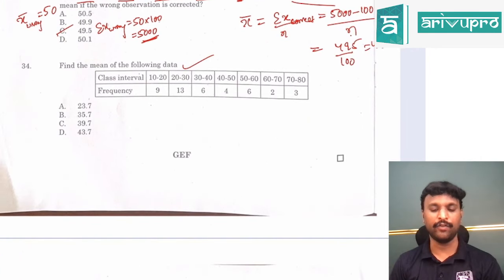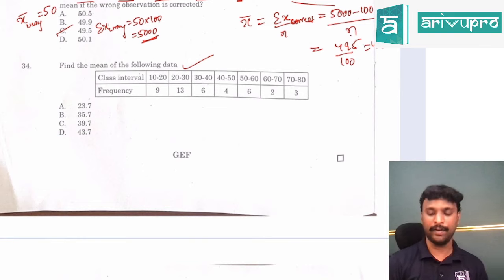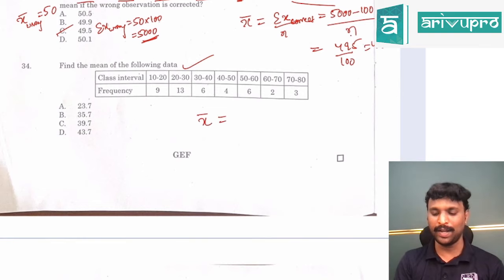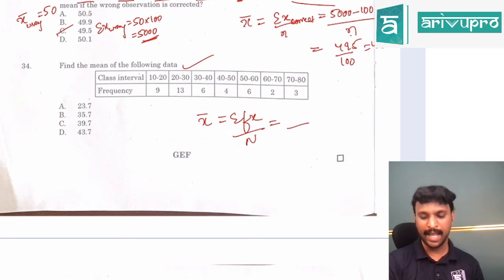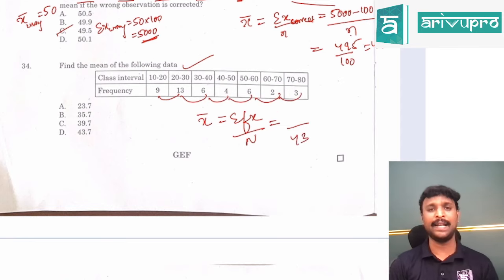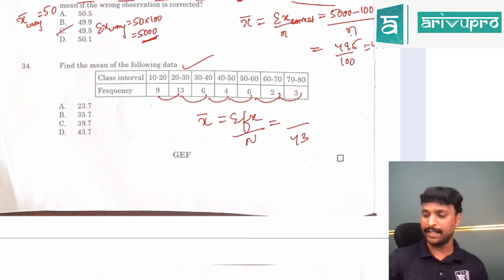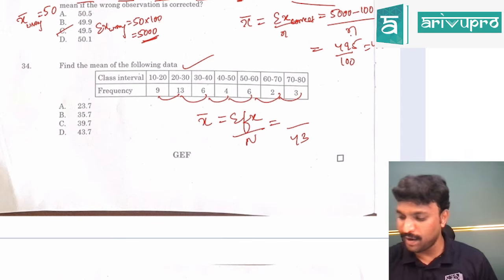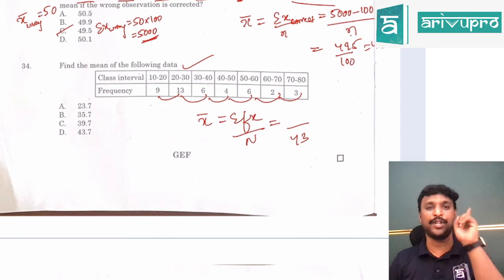Guys, moving on to the 34th question. They have asked you to find the mean. So what is the mean formula, guys? Summation fx by capital N. First of all, find out capital N. 9 plus 13, 22 plus 6, 28 plus 4, 32 plus 6, 38, 40 plus 3, 43. So capital N means summation f. So it is 43. Now guys, use the memory of your calculator to find summation f into x.